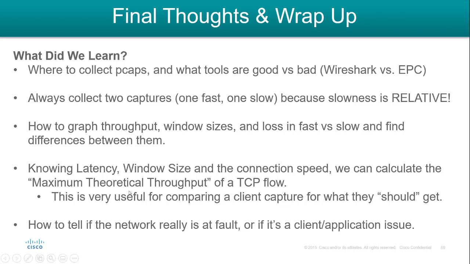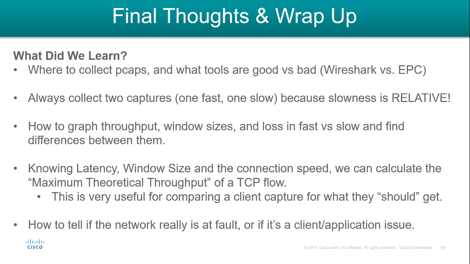Additionally, in our second bullet here, always collect two captures. Always, very important concept. One of these captures needs to be fast, the other needs to be slow. And the reason for this is because slowness is relative.